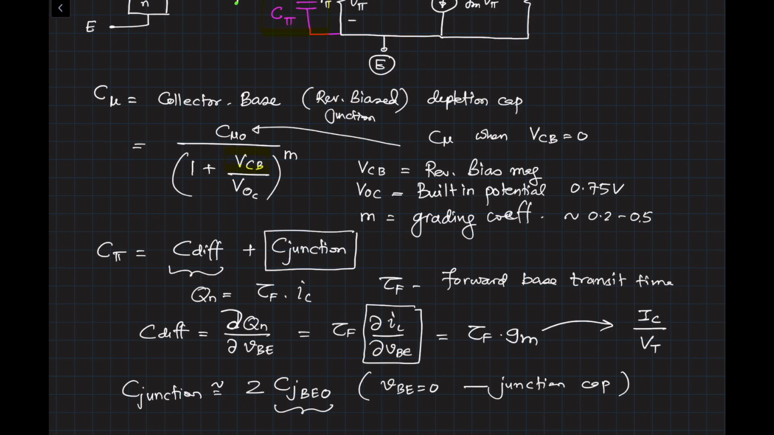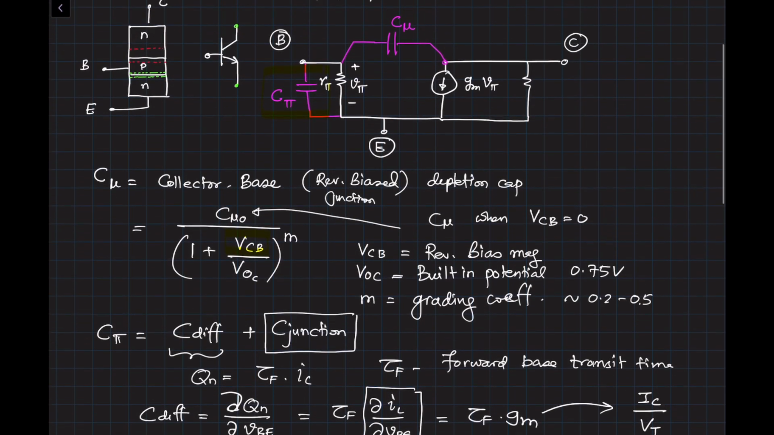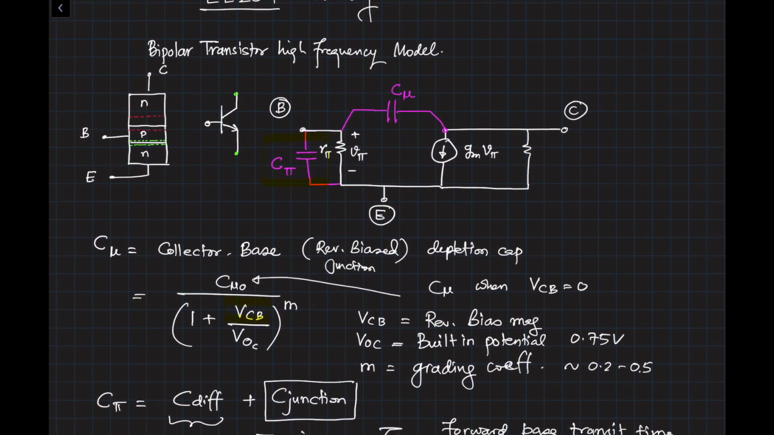And when the junction is forward biased, this capacitance value almost doubles because the depletion region gets really, really small and narrow. So this is for the forward bias junction. And generally, the value of C mu is much, much less than C pi. So C pi is probably in the range of 1 to 10 picofarads, and C mu would be a fraction of a picofarad.